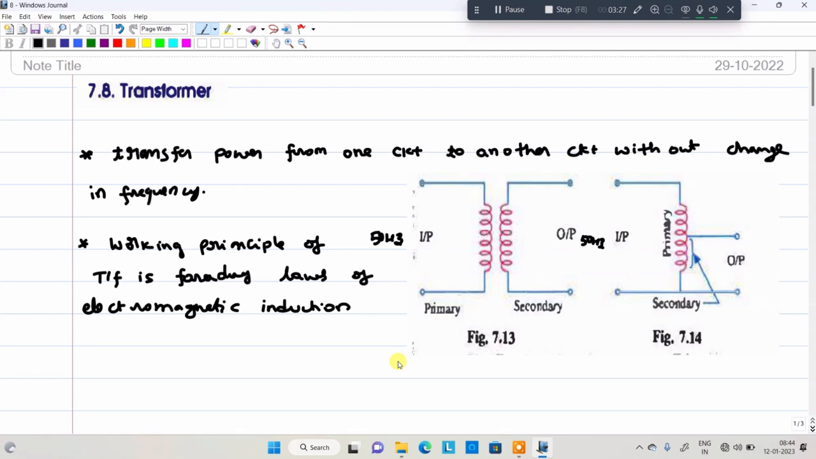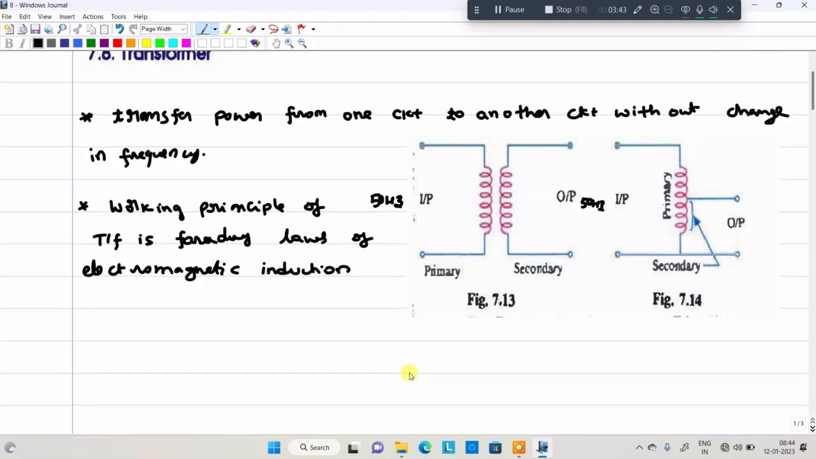Here it is Faraday's laws of electromagnetic induction, but it is not a rotating conductor. The field is rotating here. So okay, let it be. We will discuss the topic after 5 minutes, once we have completed the construction part. Okay, till now everyone is clear about these 2 points.